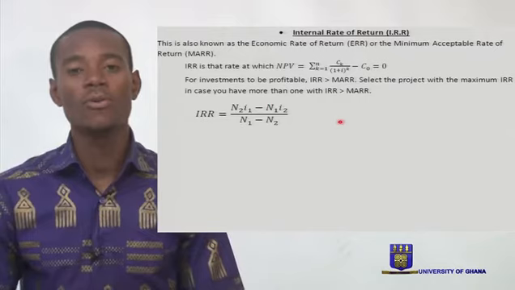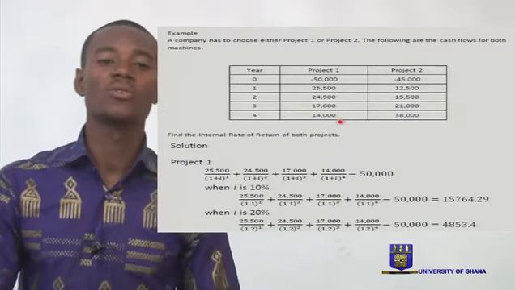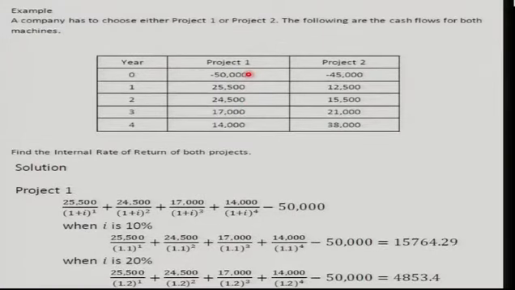So, let's try this using an example and then see what happens. We'll still use the same information we had from the previous sessions, where we have project one, project two, initial investment 50k and 45k, and then the subsequent cash flows or inflows from period one to period four. Now I do this and then I find the NPV. So here the initial interest rate given us was, let's say, 10%. So this is my I1, my interest rate of 10%. I use 10% and then I find my NPV, and the NPV I have here is 15,764.26 as my initial NPV, given that my I is 10%.